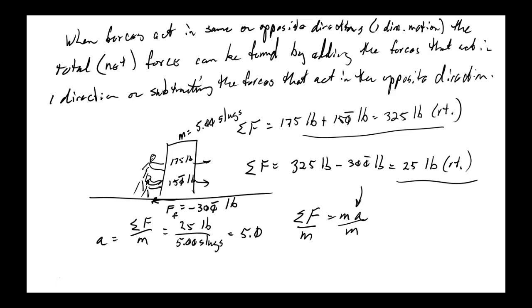And what's the unit of acceleration in the U.S. customary system? Anyone remember? Feet per second squared. 5.0 feet per second squared. Okay? Perfect. Ready for example 4? Everybody got that one? Okay. Example 4.